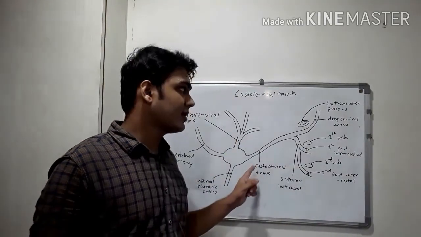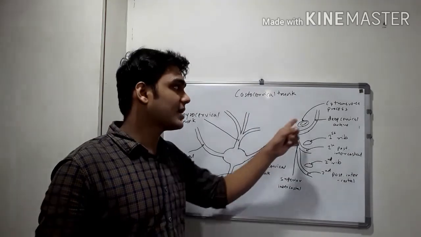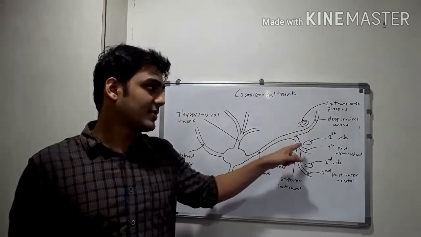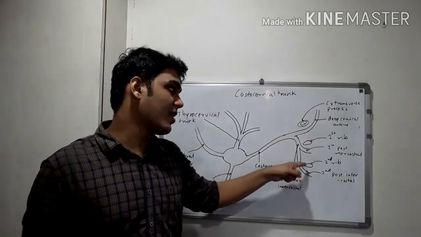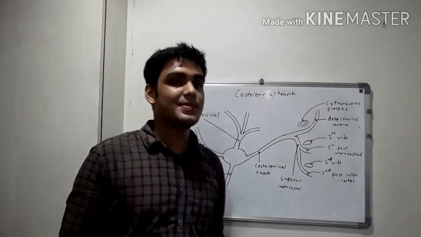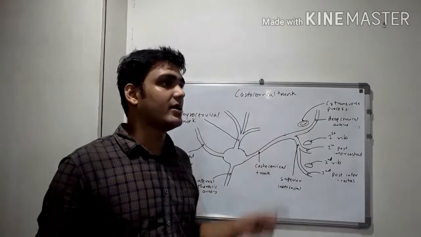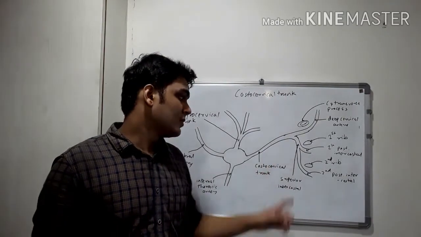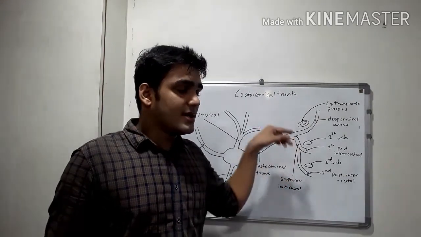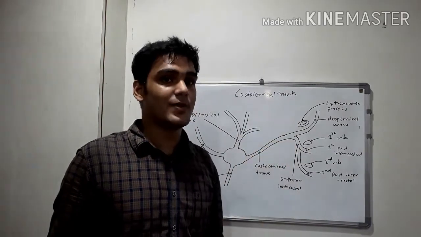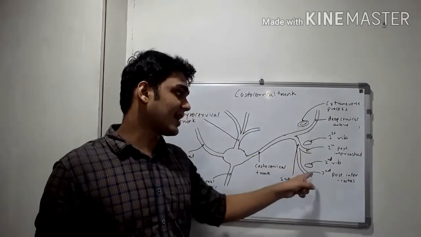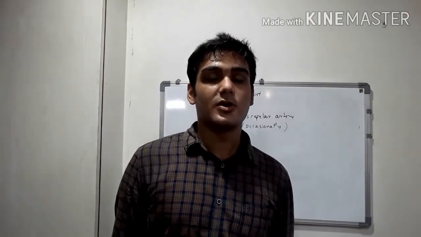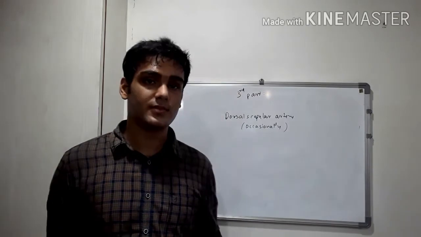The costocervical trunk has 2 branches. First one is the deep cervical artery. Now this is the transverse process of C7 vertebrae. Here's the first rib, the neck of first rib, and here's the neck of second rib. So the deep cervical artery ascends upwards between the transverse process of C7 vertebrae and the first rib, whereas the superior intercostal artery descends below the first rib and divides into 2 branches: first posterior intercostal and the second posterior intercostal. The third part of subclavian artery may give rise to dorsal scapular artery, and that too occasionally.